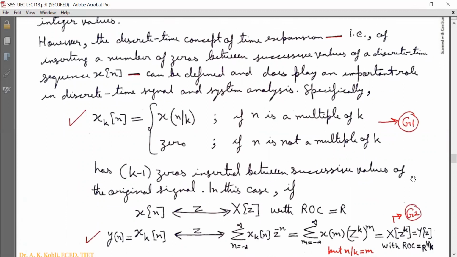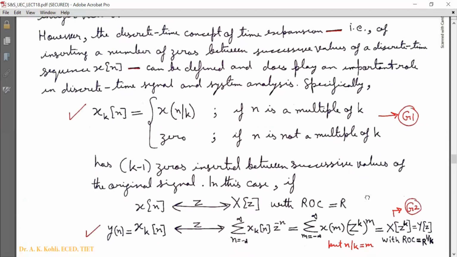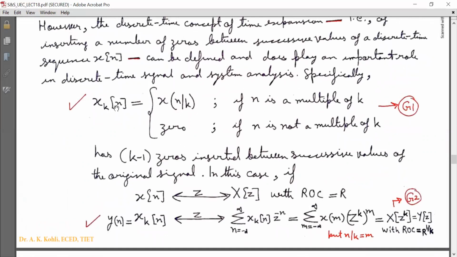However, the discrete time concept of time expansion, that is of inserting a number of zeros between successive values of a discrete time sequence x[n], can be defined and does play an important role in discrete time signal and system analysis. Specifically, x subscript k [n] is equal to x[n by k] if n is a multiple of k, and it is equal to 0 if n is not a multiple of k. x subscript k [n] has k minus 1 zeros inserted between successive values of the original signal.